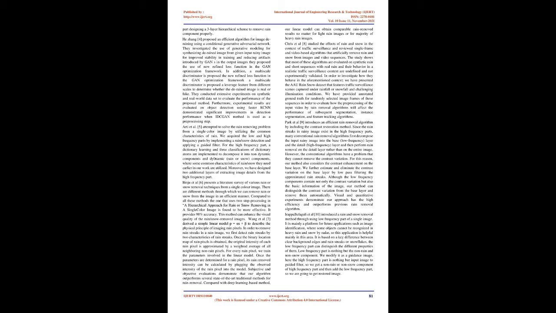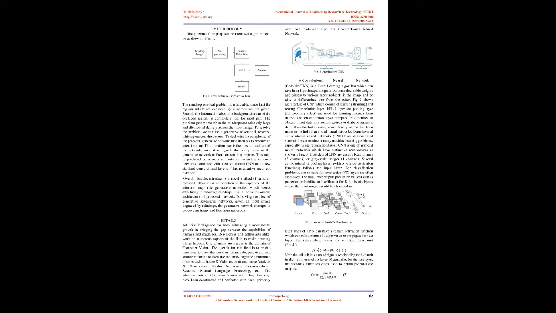Wang et al. 7 derived a simple linear model P equals S plus SS to describe the physical principle of imaging rain pixels. In order to remove rain streaks in a rain image, we first detect rain streaks by 2 characteristics of rain streaks. Once the binary location map of rain pixels is obtained, the original intensity of each rain pixel is approximated by a weighted average of all neighboring non-rain pixels. For every rain pixel, we train the parameters involved in the linear model. Once the parameters are determined for a rain pixel, its rain removed intensity can be calculated by plugging the observed intensity of the rain pixel into the model.